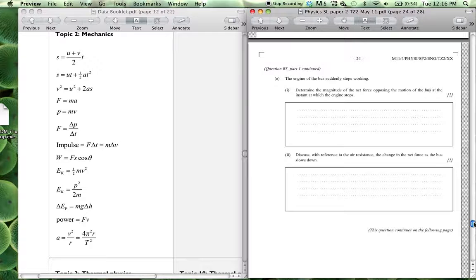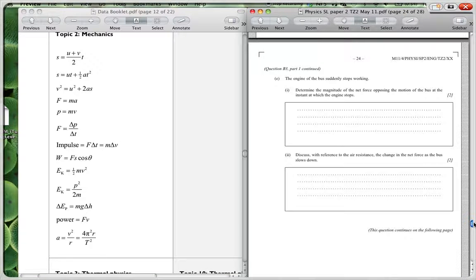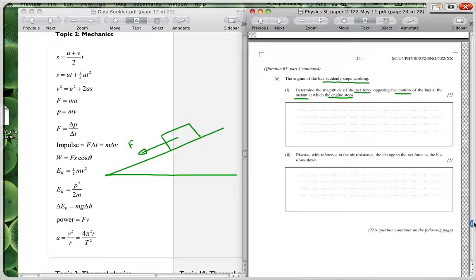Then it says, the engine of the bus suddenly stops working. Determine the magnitude of the net force opposing the motion of the bus at the instant when the engine stops. Well, if I just redraw the diagram here, roughly, with the bus there, we know that there's a resistive force acting in that direction, and that force we have just worked out to equal 2.6 times 10 to the 3 newtons.